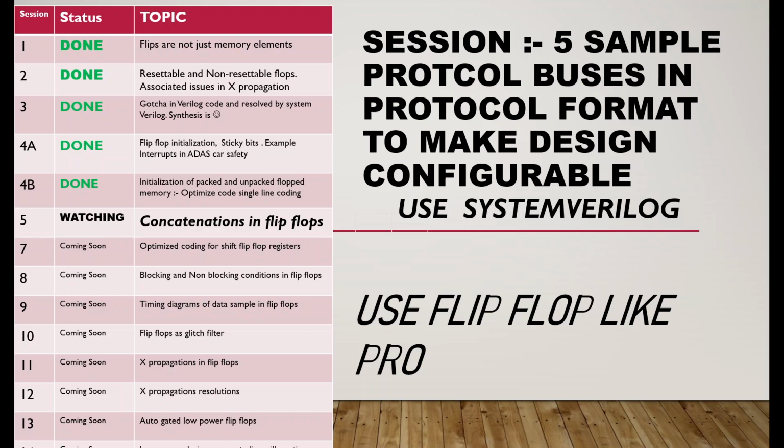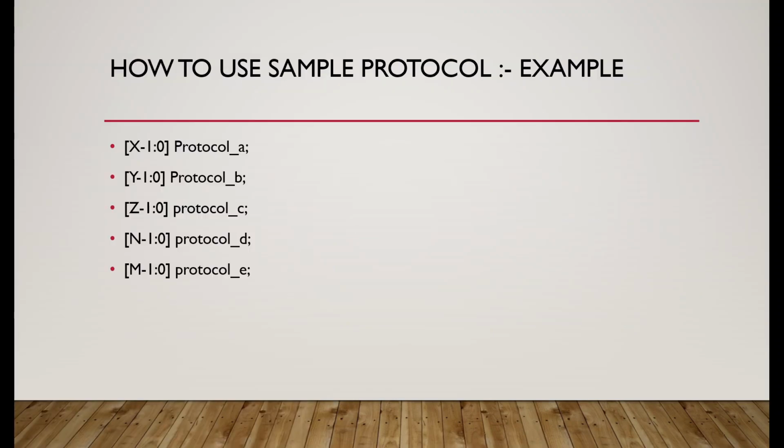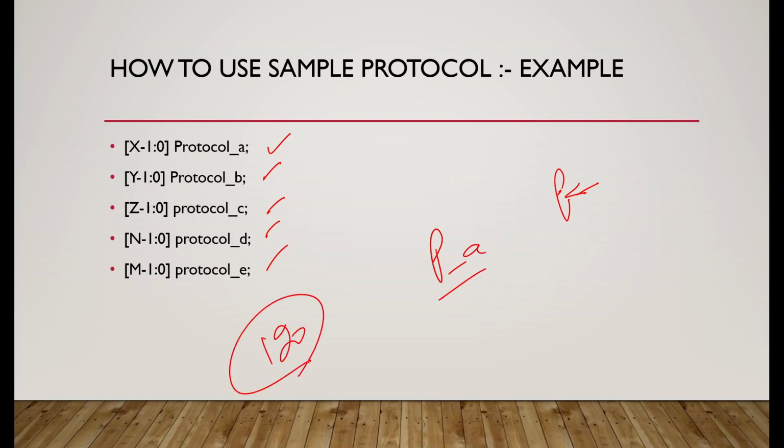So let us assume that there is a protocol, named P. The protocol has 1, 2, 3, 4, 5 signals, and it might have 120 signals. Big protocols have 120, 150 signals, right? Now, the width of each signal is different: X width, Y width, Z width, N width, M width. The widths are also different.